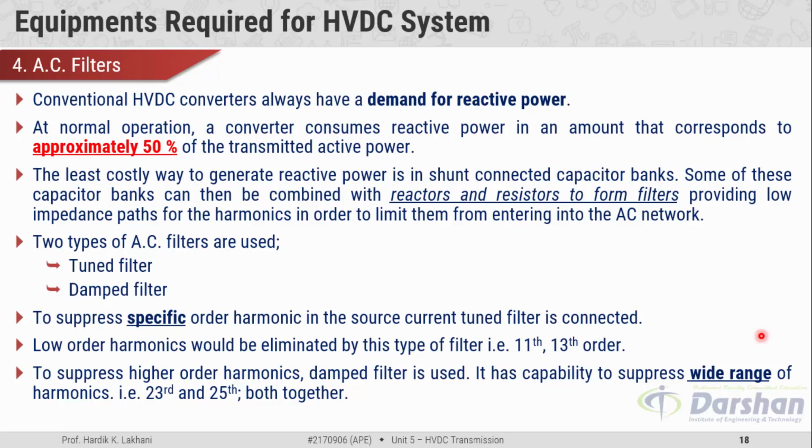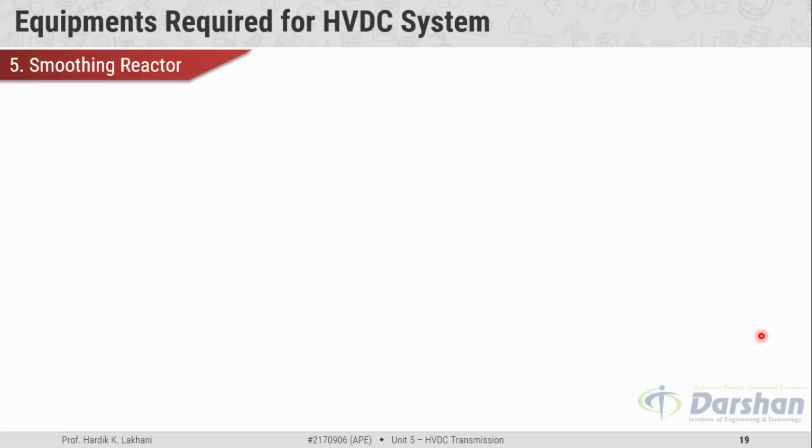But to suppress the higher order harmonics, a damped filter is used. It has the capability to suppress a wide range of harmonics, which means that the 23rd and 25th both together, right? So the damped filter can suppress a range of harmonics, whereas the tuned filter can suppress only one specific harmonic in the system. So that is the basic difference between the tuned filter and the damped filter.